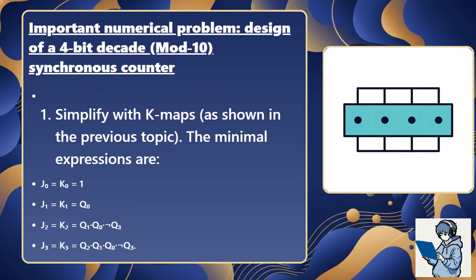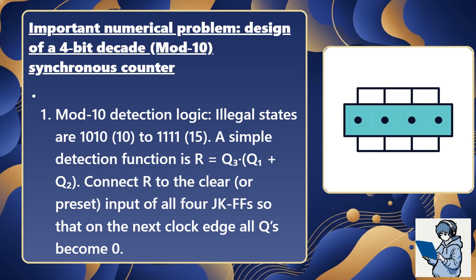Simplify with K-maps as shown in the previous topic. The minimal expressions are J0 = K0 = 1, J1 = K1 = Q0, J2 = K2 = Q1 and Q0, and not Q3, J3 = K3 = Q2 and Q1 and Q0 and not Q3. Mod 10 detection logic: illegal states are 1010 to 1111.